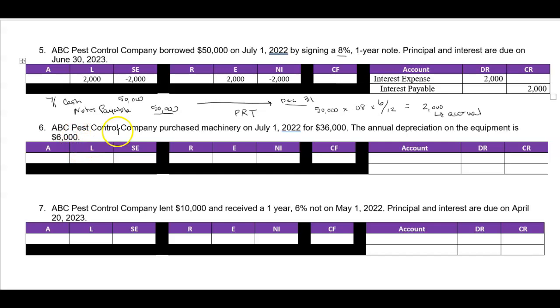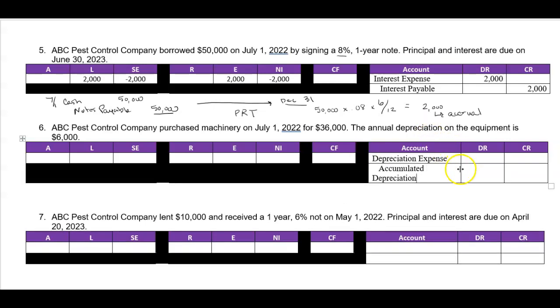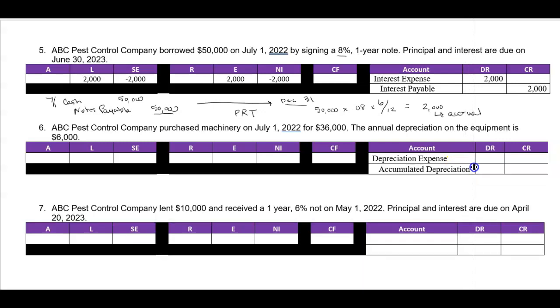Number 6, ABC Pest Control Company purchased machinery on July 1st for $36. The annual depreciation on the equipment is $6. Here we are at depreciation again. So we know it's depreciation expense. We've already done one of these just a moment ago. So we know we're going to hit depreciation expense, and we're going to hit accumulated depreciation. Let me fix my formatting real quick. There we go. How much?